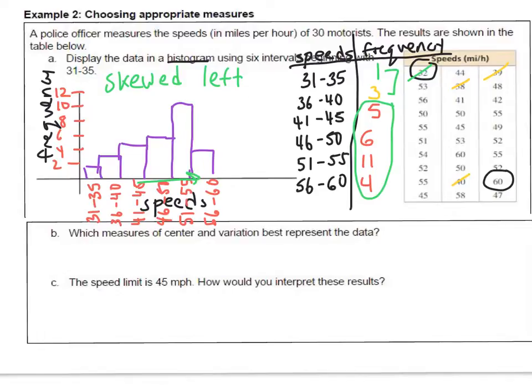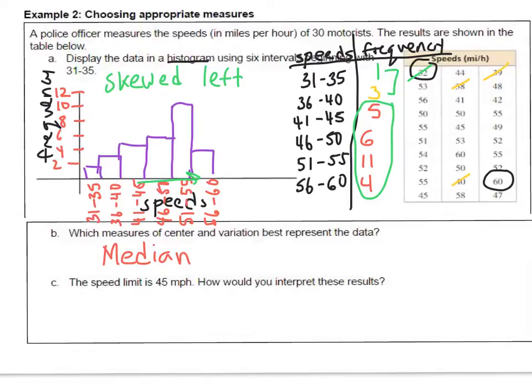It's going to be pulled left because of those values. Now, part B: which measures of center and variation best represent the data? This goes back to the very first slide. We had 2 options: the mean and standard deviation, or the median and our box and whisker plots. So which one would be better? Because this data is skewed left, our mean is going to be pulled to the left because of these lower values. So the mean is not going to be a good measurement of center here. Instead, the median is going to be better.